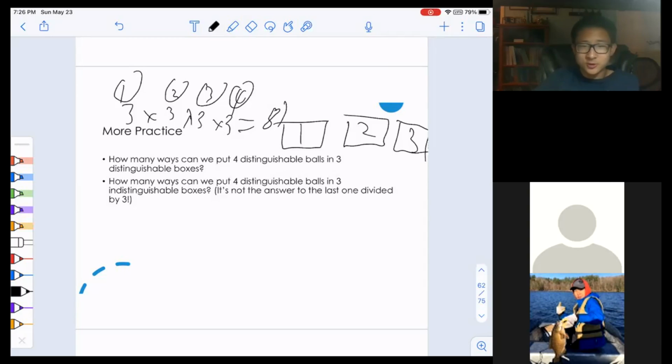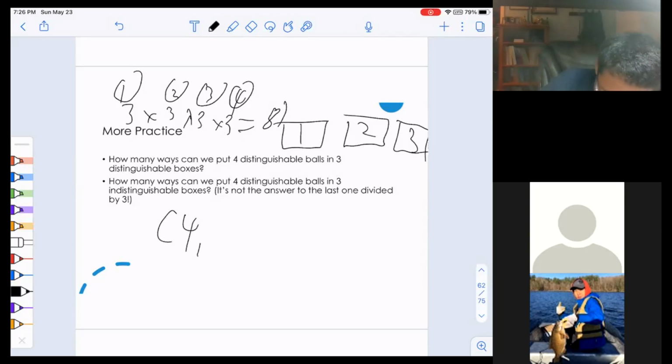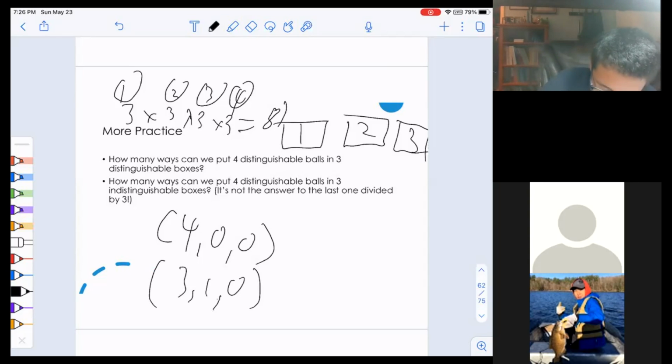All right. How many ways can we do this? Since the boxes are indistinguishable, there are only a few different cases we can put everything. Since we have 4 balls and 3 boxes, we can list out all these cases. So we have 4, 0, 0, which means we put all 4 into one box. We have 3, 1, 0, which means we put 3 of the balls into one and one in another one.